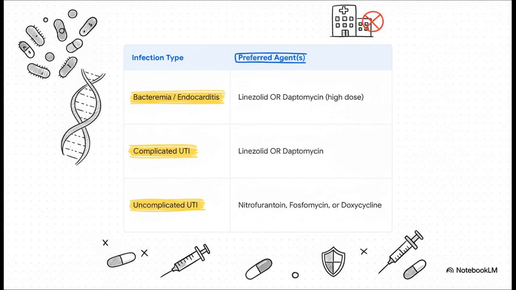But here's the really important takeaway: stewardship, right? For a simple VRE cystitis, we can often use drugs like nitrofurantoin or fosfomycin that just hang out in the urine. That lets us save our big guns, our last-line agents, for the fights where we truly need them.